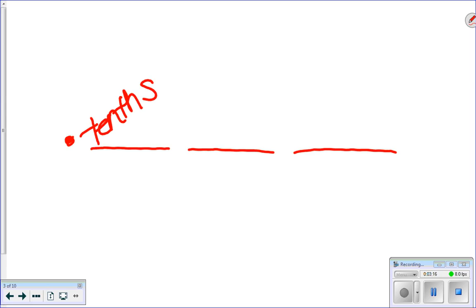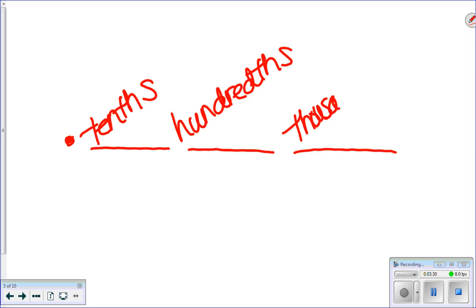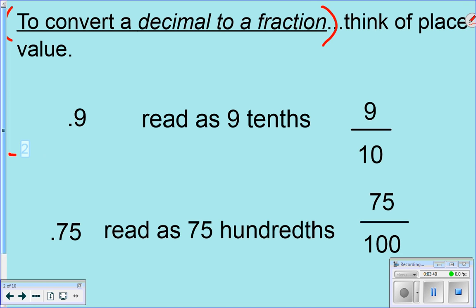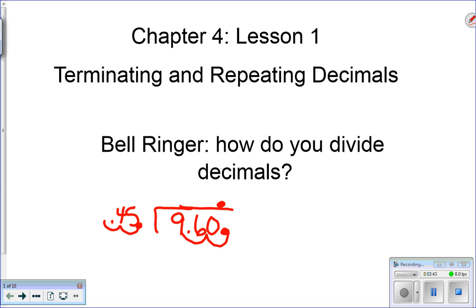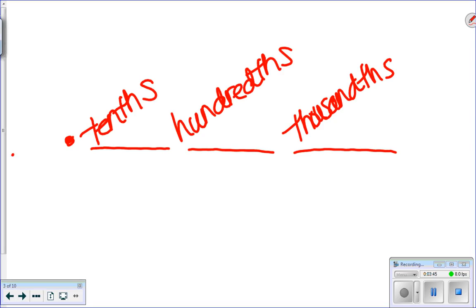What's my next place value, Ryan? Hundredths. What's my next place value then? Thousandths. Yes. And then what's this one right here, before the decimal? What's this one before? The ones. Don't forget that.